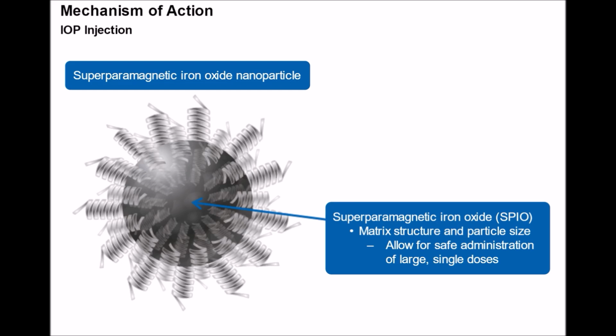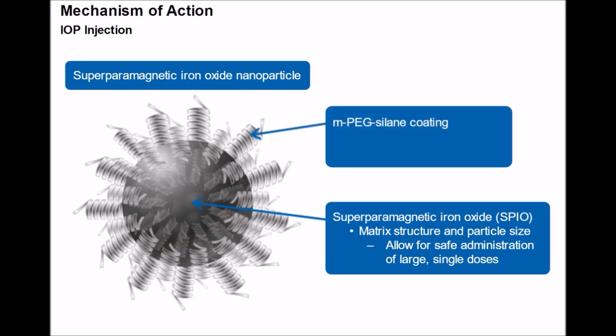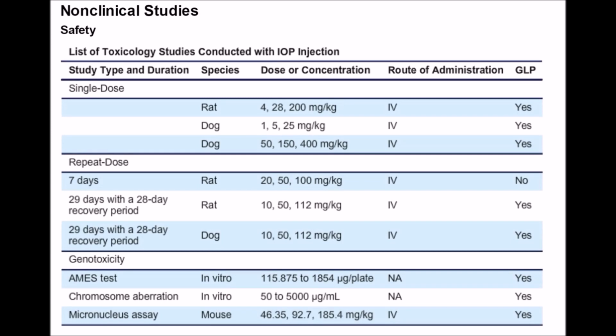Unlike iron carbohydrate complexes, however, IOP is coated with a biocompatible methoxyl polyethylene glycol silane group. This non-carbohydrate mPEG silane coating is intended to reduce the rate of hypersensitivity reactions. Multiple non-clinical studies have been conducted to assess the safety of IOP injection.